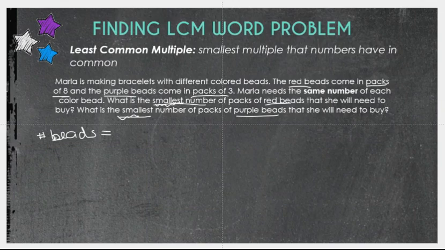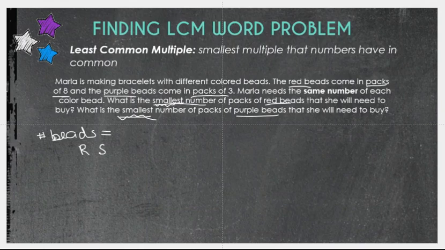Now, there are some clues here. Smallest number of packs. In the GCF problem we looked at, the question was asking us the largest number. In this case, we're looking for the smallest number. So that may be a clue that we're looking for the LCM. But if students aren't sure about that, they can just say, okay, here's my red beads.